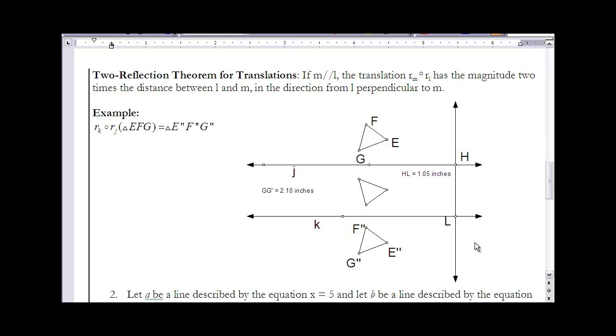Let's not forget what a translation is. A translation, remember, is two reflections over lines that are parallel to each other. I have an example of a translation down here involving two reflections, and we're going to talk about what we know about that. We also know that a translation, being defined by those two reflections over parallel lines, is going to be defined by a distance and a direction.